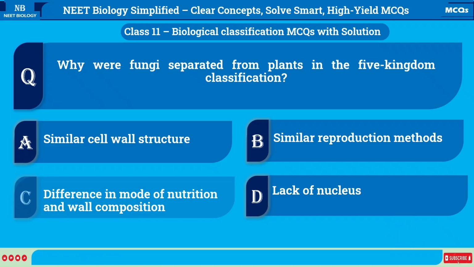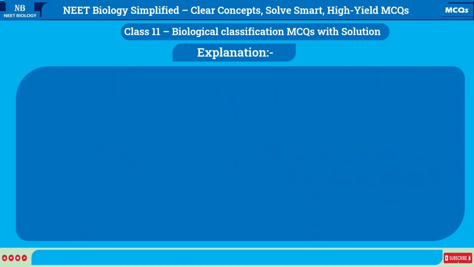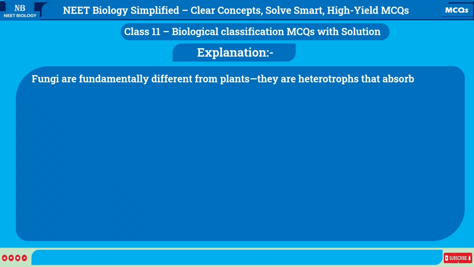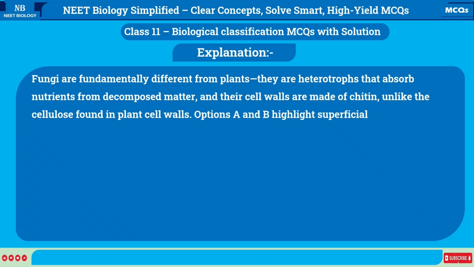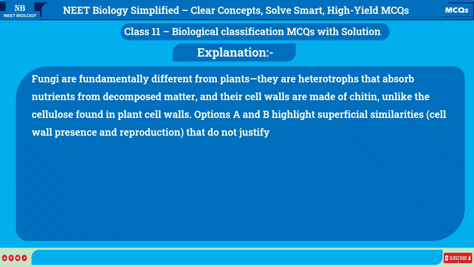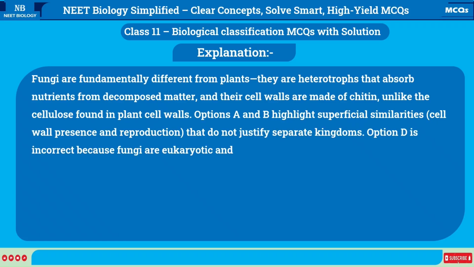Correct answer is C. Difference in mode of nutrition and wall composition. Explanation: fungi are fundamentally different from plants. They are heterotrophs that absorb nutrients from decomposed matter, and their cell walls are made of chitin, unlike the cellulose found in plant cell walls. Options A and B highlight superficial similarities, cell wall presence and reproduction, that do not justify separate kingdoms. Option D is incorrect because fungi are eukaryotic and possess a nucleus, just like plants.